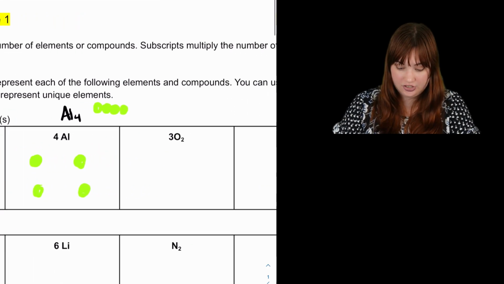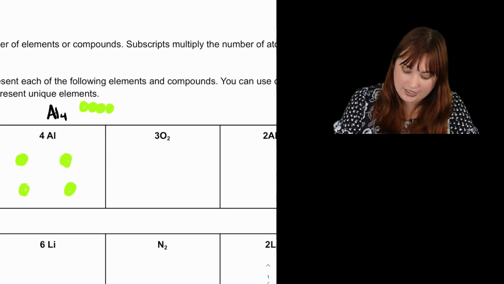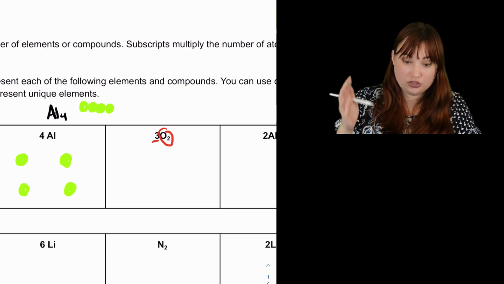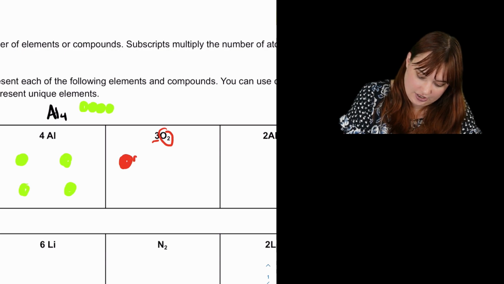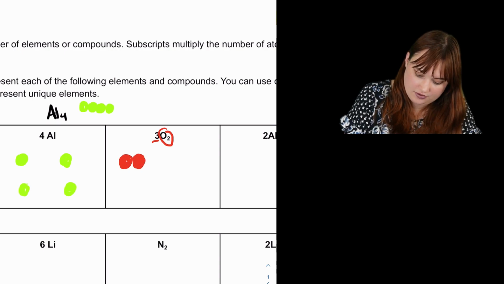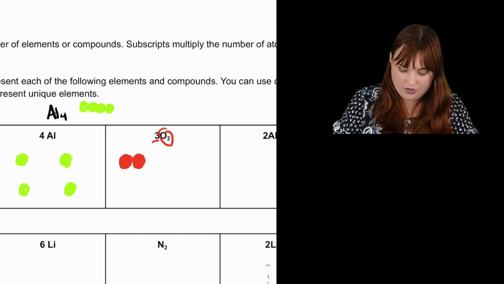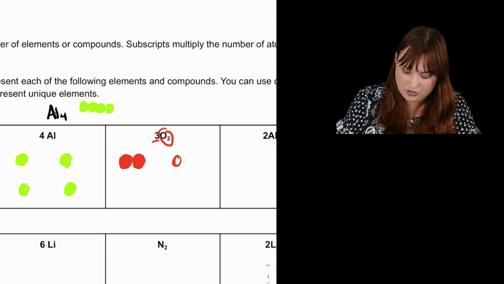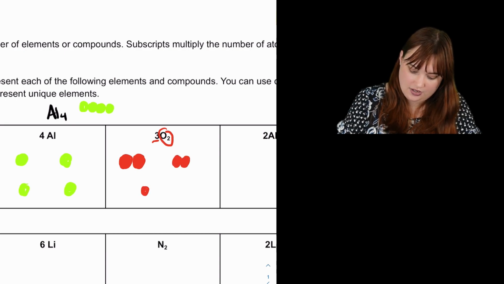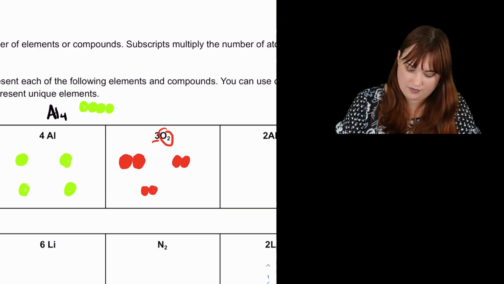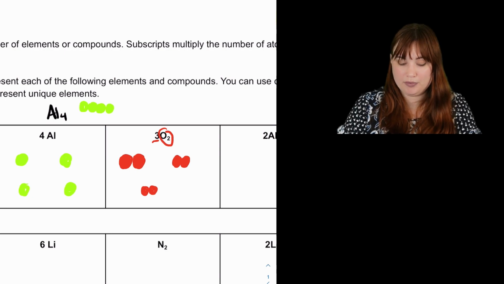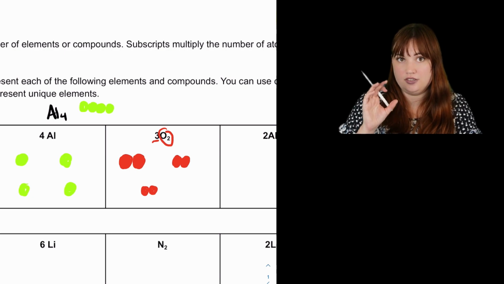Next, let's draw the oxygens. This says I need to draw 3 of these things, 3 O2s. O2 means oxygen stuck to another oxygen. Those are chemically bonded. So there's O2, and I need to draw 3 of those. 1, 2, and 3. So I have 3 oxygen molecules represented by those red circles.